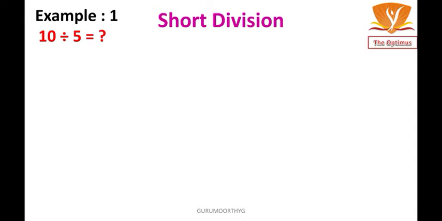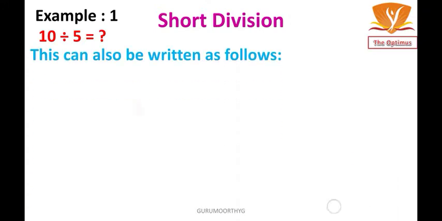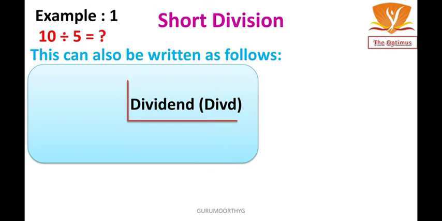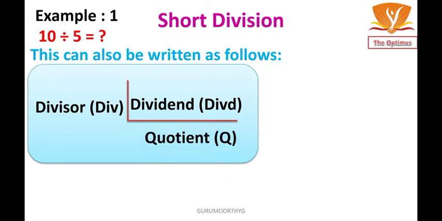This is an L shape type. Inside the L shape, you are going to write the dividend. You are going to write in short, DIVD. Outside the L shape, that is the left hand side, you are going to write the divisor, that is DIV. Below the L, you are going to write the quotient, that is Q.